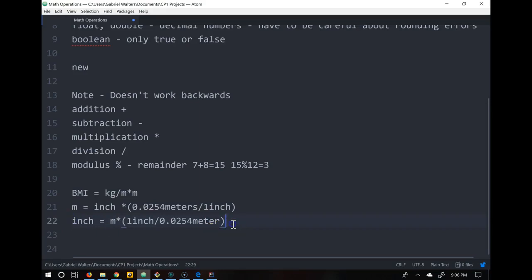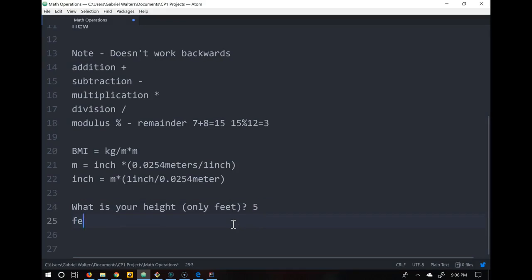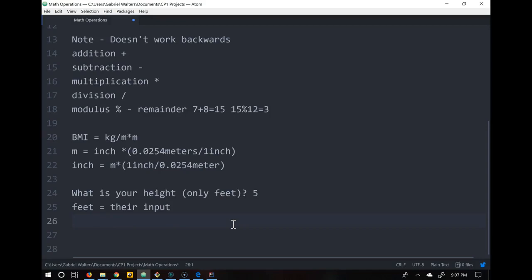So if I was asking them, what is your height, and then I type something like only feet, and I ask them that question, and they say they're, let's say, 5'9", they're going to put 5. That's 5 feet. And then I'm going to want to probably store that as feet. Feet is equal to their input. So you're going to have to use your keyboard, the scanner.